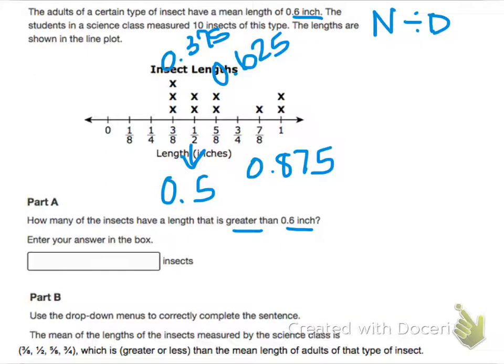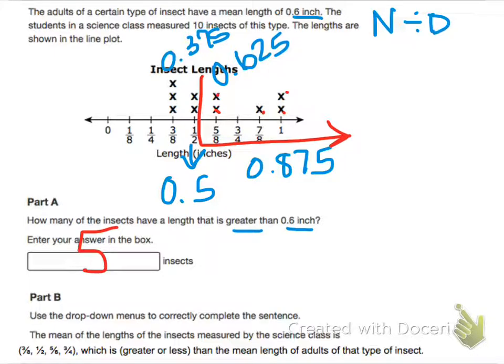We're looking for values that are greater than 0.6. If you look at 1/2, that's 0.5, which is less than 0.6. So if we look to the right at 5/8, 0.625 is greater than 0.6. So it's everything to the right. Now you simply have to count the x's to know how many insects have a length greater than 0.6 inches. 1, 2, 3, 4, 5. So the answer to part A is 5.